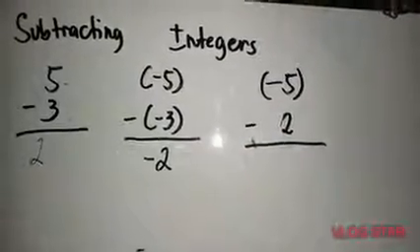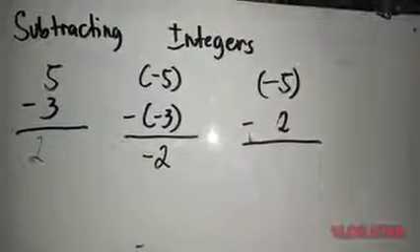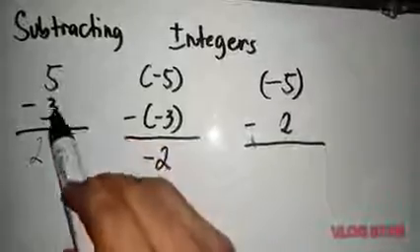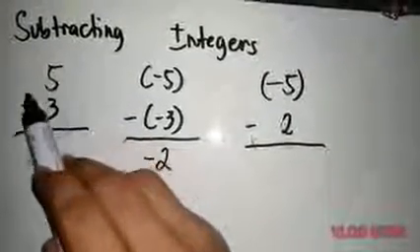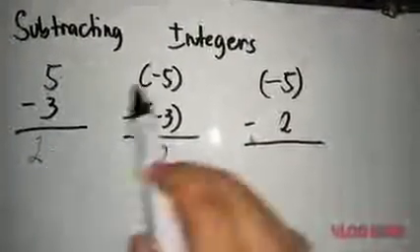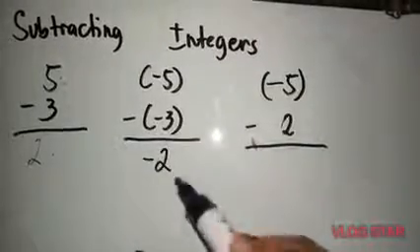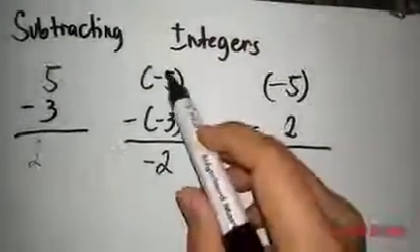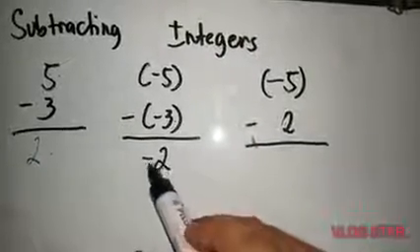So that's how we subtract integers with like sign. If it is positive, then simply subtract. Positive 5 minus positive 3, the answer is positive 2. Negative 5 minus negative 3, the answer is negative 2. Simply subtract the numbers, then copy the sign.